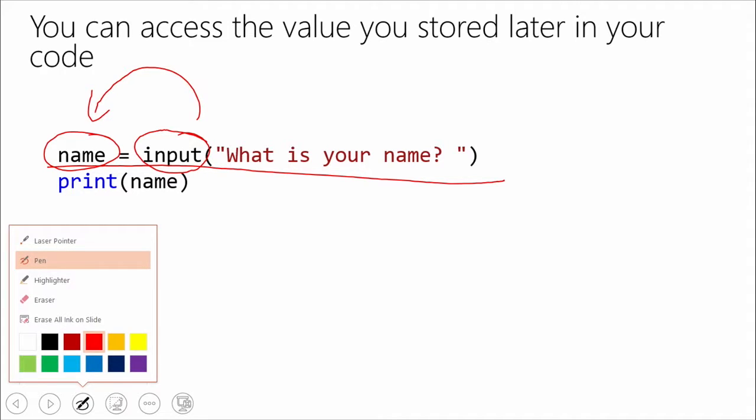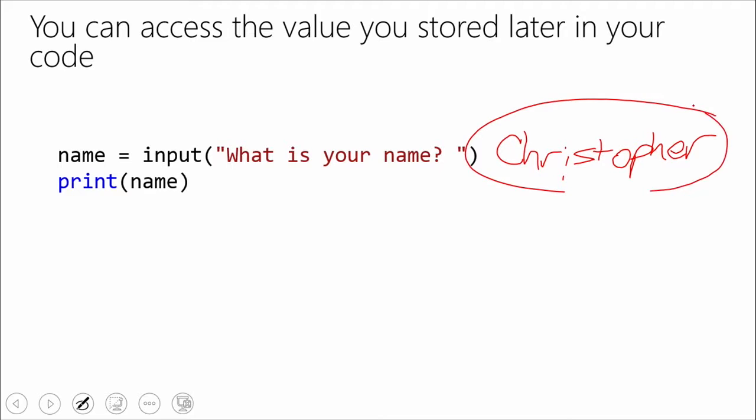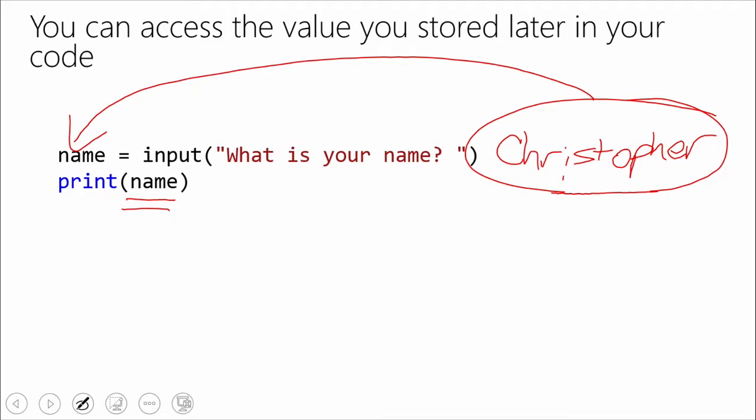So if I had that input on my screen and I typed in, for example, Christopher, what's going to happen is this is now going to wind up inside of that name variable. So everywhere that I go in and use name, that's now going to be, in this case, Christopher.